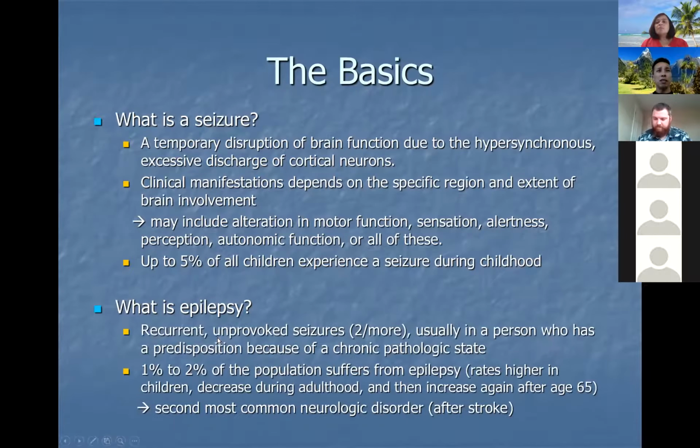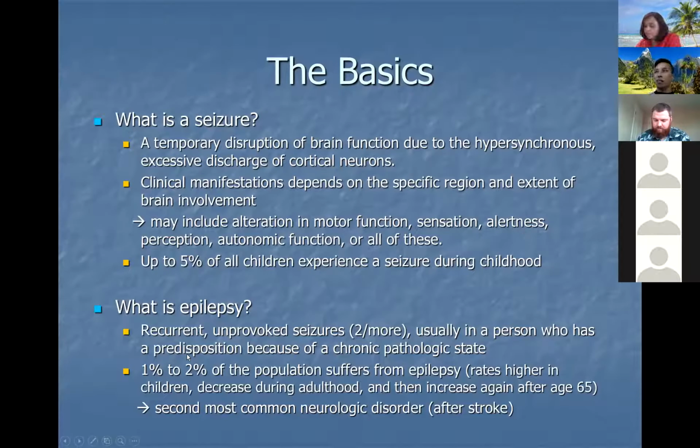And obviously, what is epilepsy? Epilepsy means you've had more than two unprovoked seizures, someone that has a history of seizures. The general risk of epilepsy in our general population, if you stratify for age, risk factors, demographics, ethnicity, is about 1 to 2%.